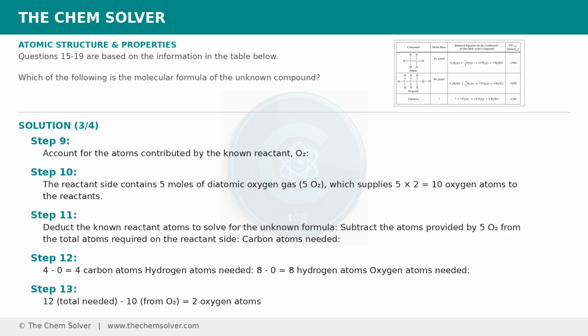Carbon atoms needed: 4 minus 0 is equal to 4 carbon atoms. Hydrogen atoms needed: 8 minus 0 is equal to 8 hydrogen atoms. Oxygen atoms needed: 12 total needed, 10 from O2, equals 2 oxygen atoms.